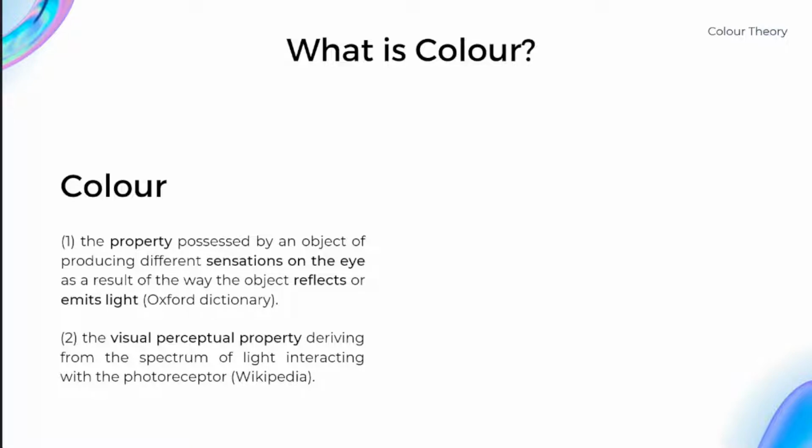The next definition that we come across is visual perceptual property deriving from the spectrum of light interacting with the photoreceptor. Photoreceptor here is the eyes, the part of the eye, I think the retina, that is called the receptor. Now we understand what color is.